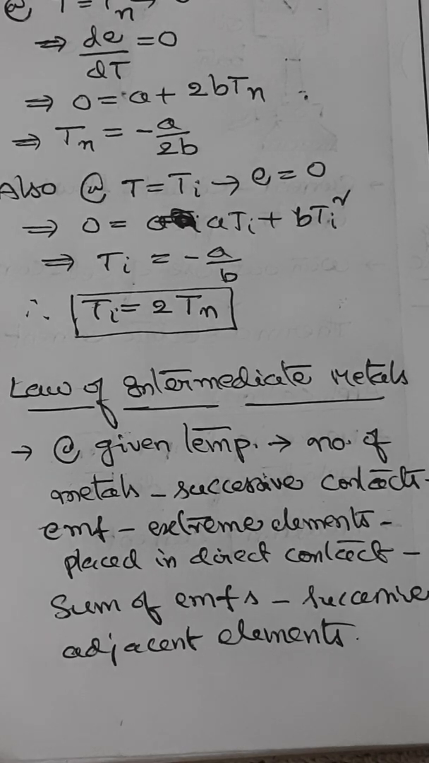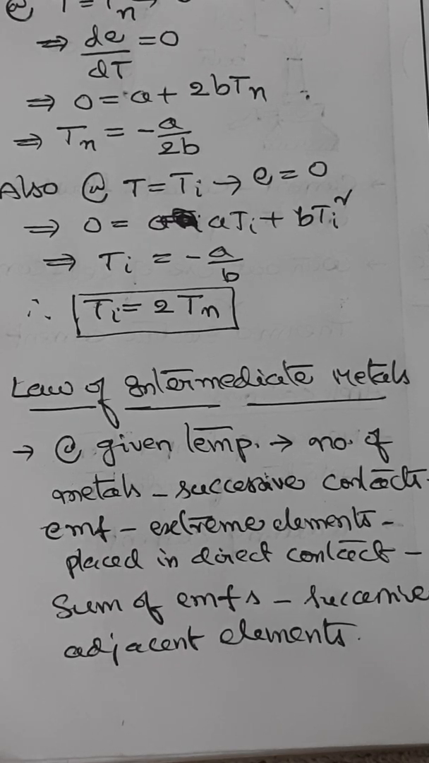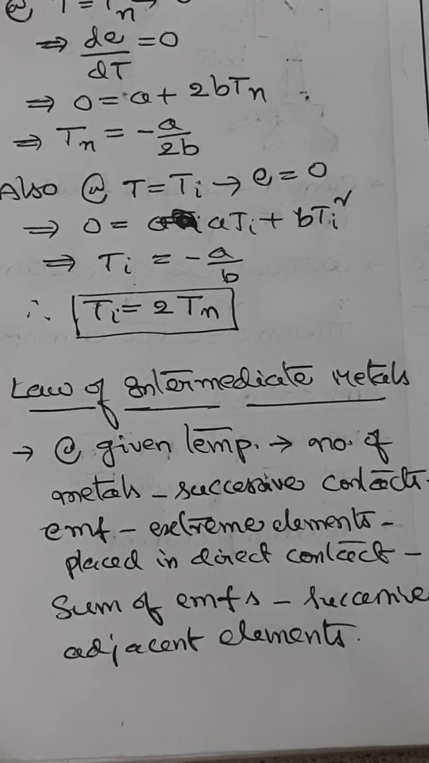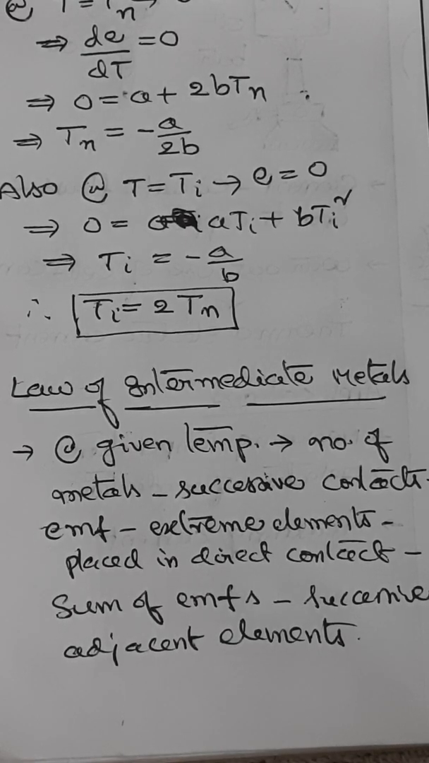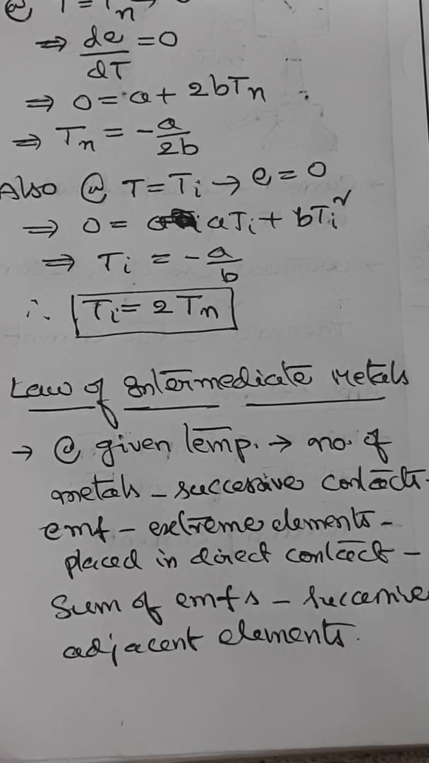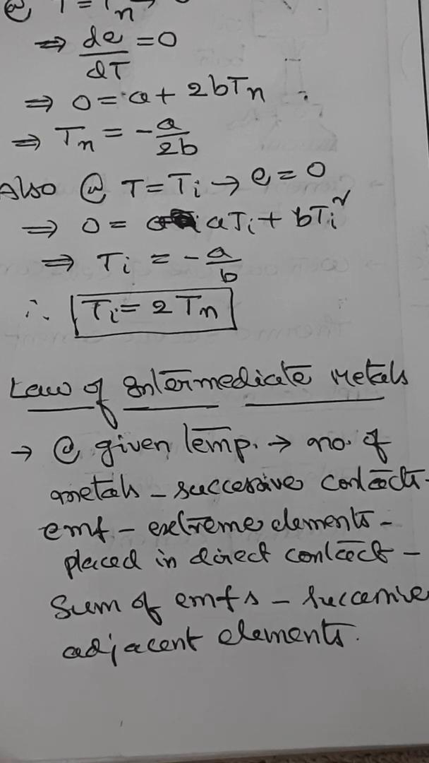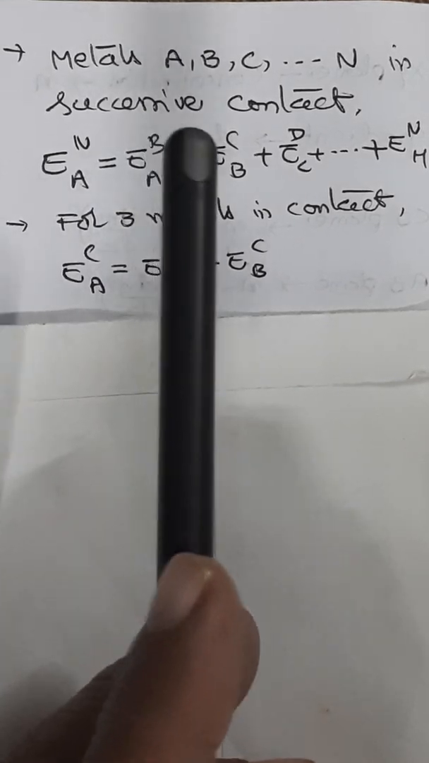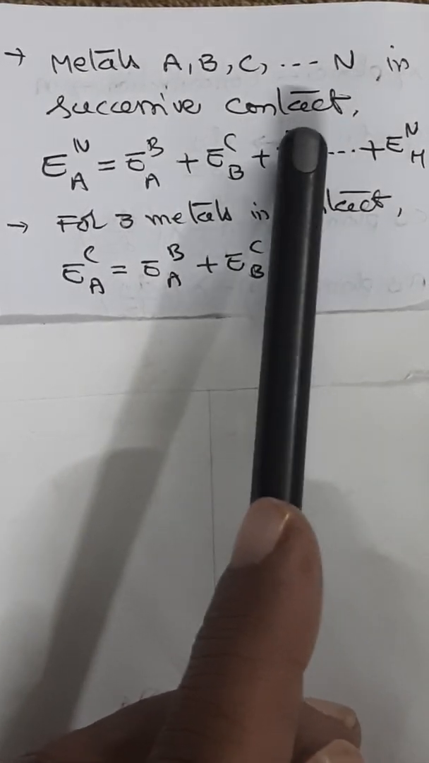Now let us understand the law of intermediate metals. The law of intermediate metals states that if at a given temperature a number of metals are in successive contact so as to form a chain of elements connected in series, the electromotive force between the extreme elements, if placed in direct contact, is the sum of the electromotive forces between successive adjacent elements. That is, for metals, let us say A, B, C, D, E, F, and so on up to N, they are all in successive contact.